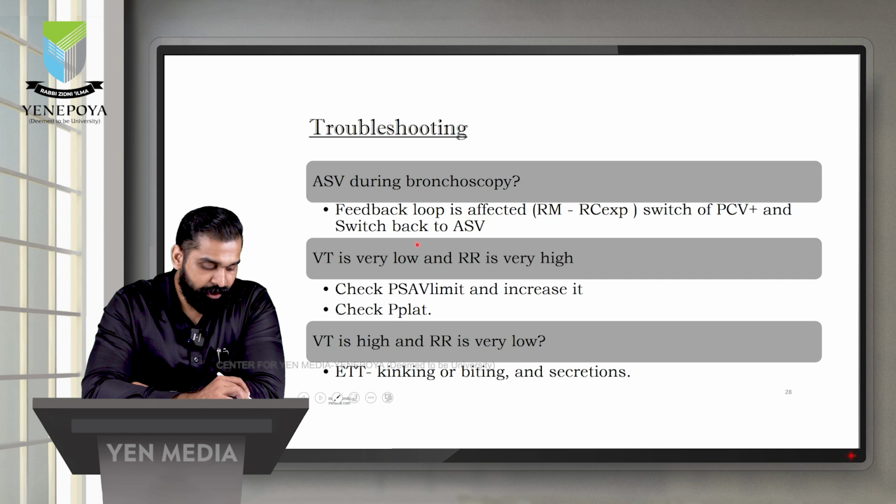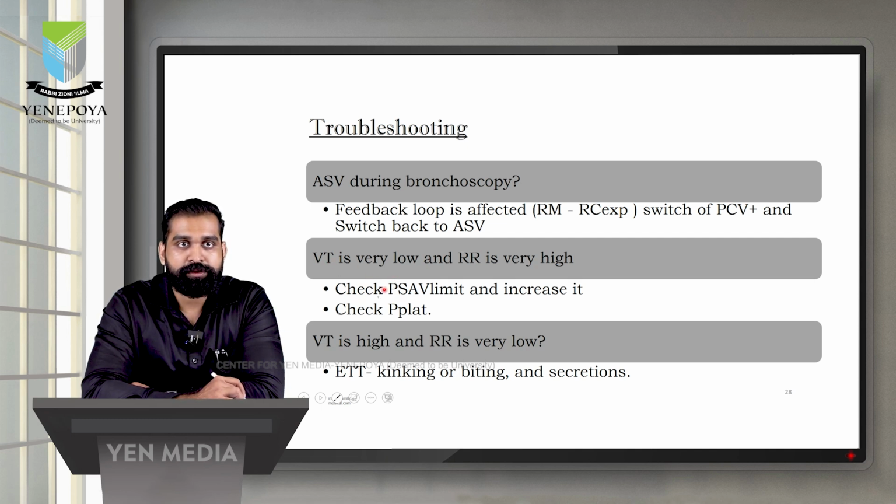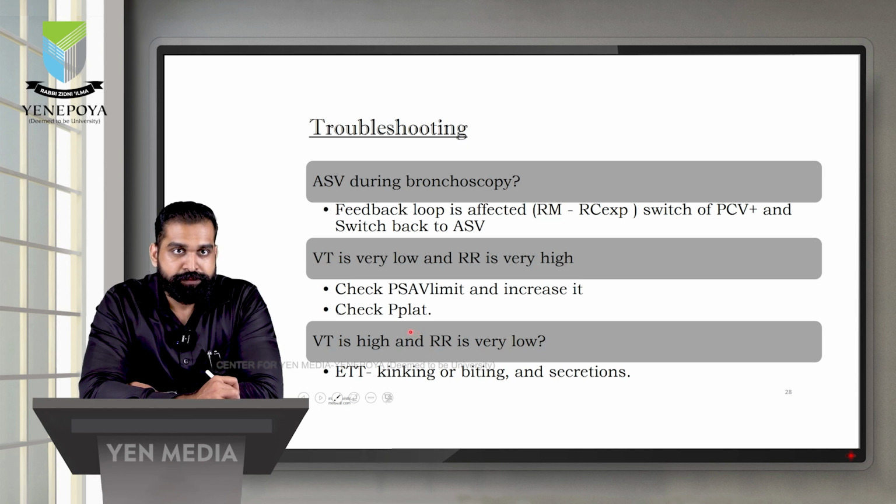Now, in cases where the tidal volume is very low and the respiratory rate is very high, check the PASV limit, try to increase it. Maybe the PASV limit is limiting the tidal volume, and also check the plateau pressures as well. If the tidal volume is too high and the respiratory rate is too low, check the artificial airway for bites, kinking. You can also check the HME and make sure that the HME is not blocked with secretions or water content, which is basically condensate.